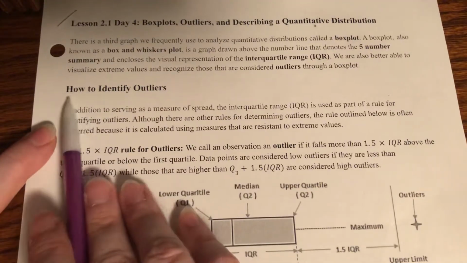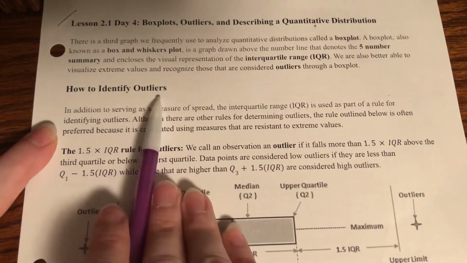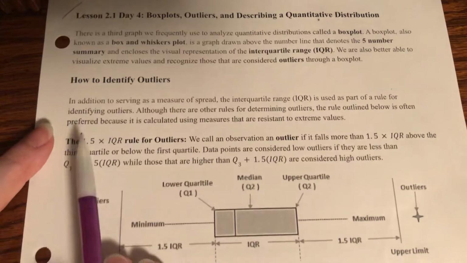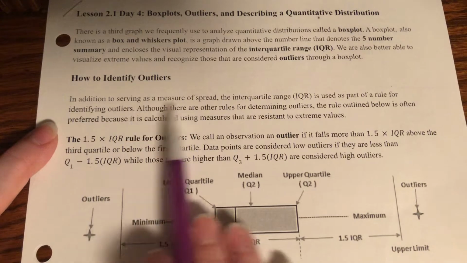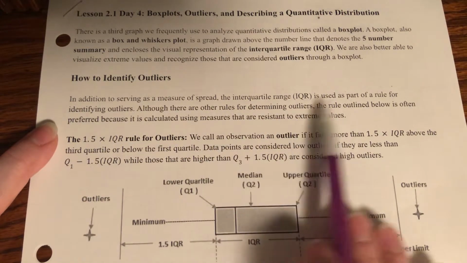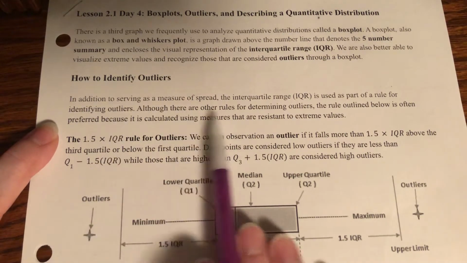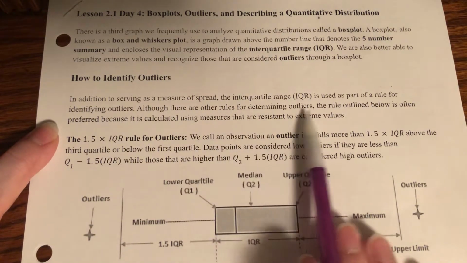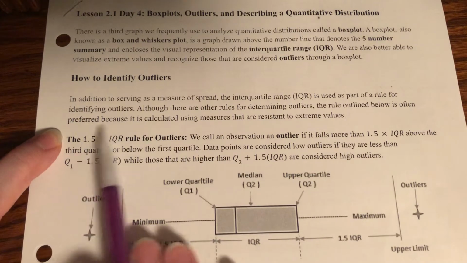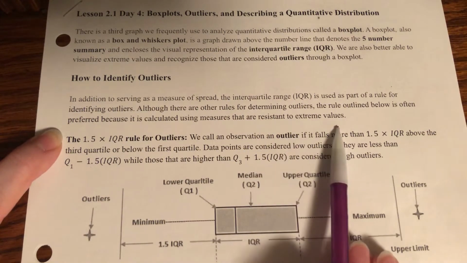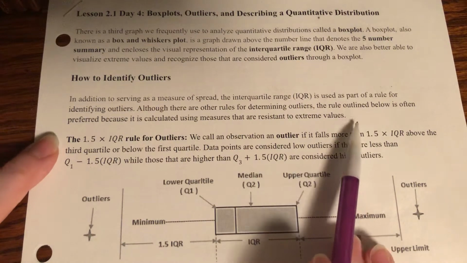Now first let's discuss how to identify outliers. It's kind of one of the final components to giving a really good description of a quantitative distribution. Now, in addition to serving as a measure of spread, the interquartile range is used as part of a rule for identifying outliers. Although there are other rules for determining outliers, the rule outlined below is often preferred because it is calculated using measures that are resistant to extreme values, such as the interquartile range.